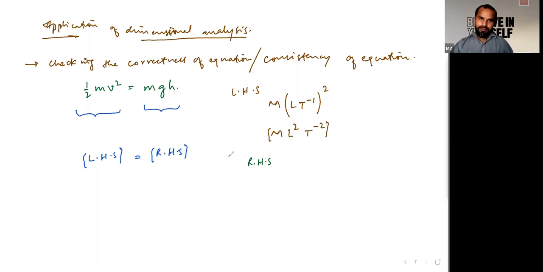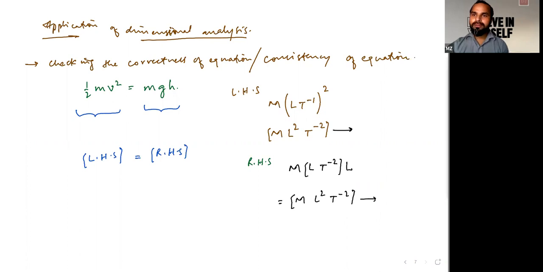Okay, just see. Similarly for this right-hand side, m is mass, g is gravity, which is nothing but acceleration. So we can write L T to the power minus 2. And h is height, which is also length. So it would be L, and L times L becomes L squared. So M L squared T raised to the power minus 2. Just compare this particular part and this particular part, whether they are equal or not. Good, Umar.